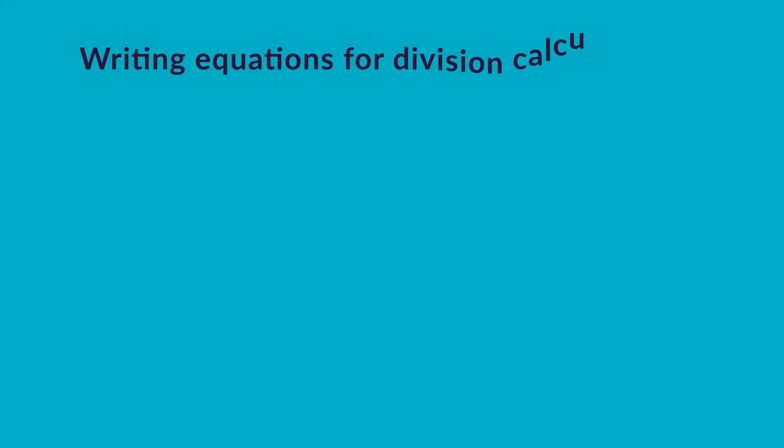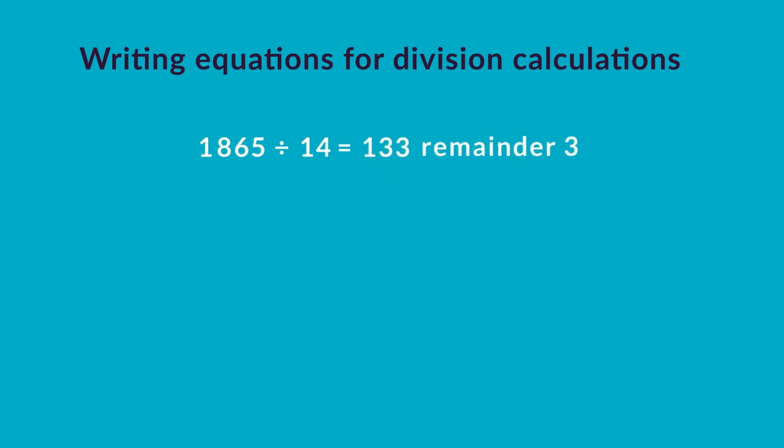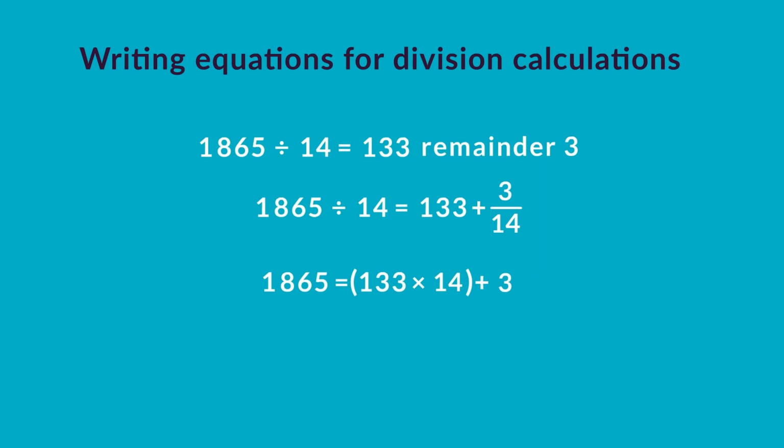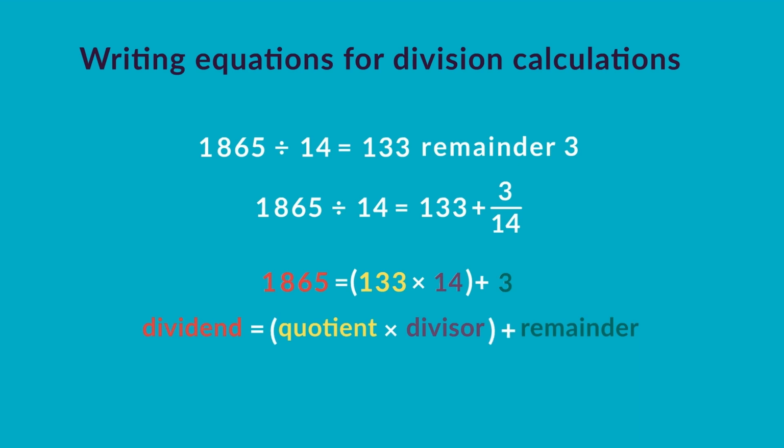How do we write an equation for a division calculation when there is a remainder? In the calculation we did at the beginning of this lesson, 1,865 divided by 14, the answer was 133 remainder 3. To write this as an equation, we start by writing 1,865 divided by 14 is equal to 133 plus 3 divided by 14. This is because the remainder has not been divided by 14, and then rearrange this by multiplying the whole equation through by 14. The equation that results tells us that the dividend, the number we are dividing, is equal to the quotient multiplied by the divisor plus the remainder.